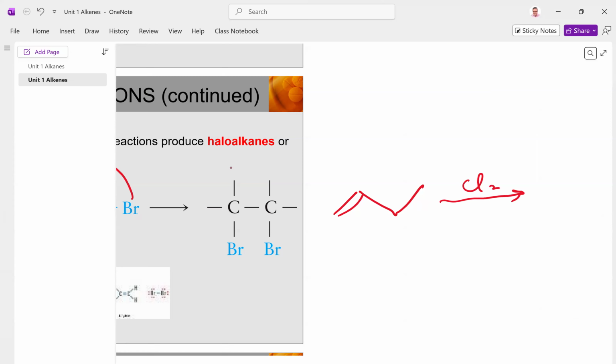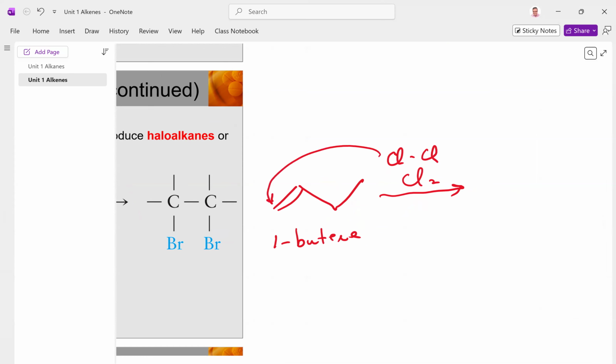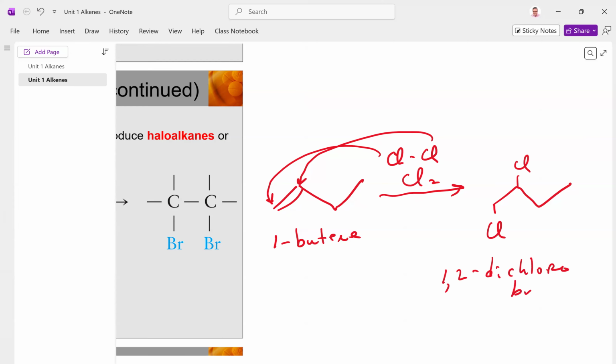So we're going to take this 1-butene, and we're going to add chlorine gas. So the chlorine, remember, is like this. One chlorine is going to go to one side, the other is going to go to the other side. So we're going to end up with, so this is going to be 1,2-dichlorobutane.